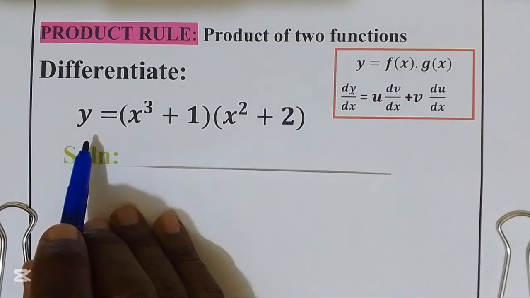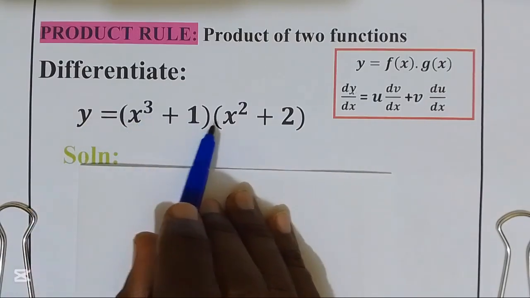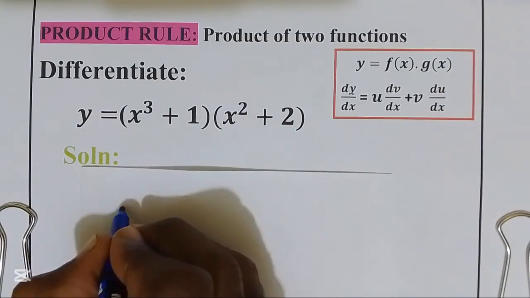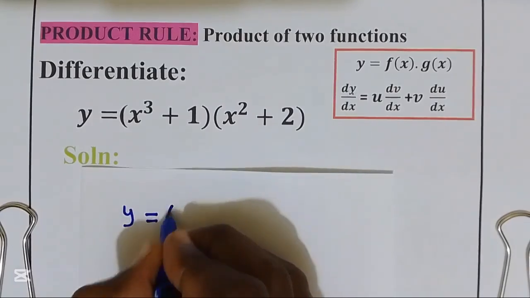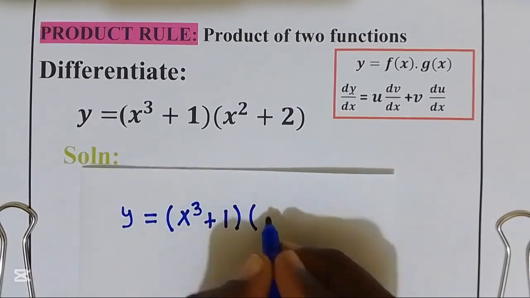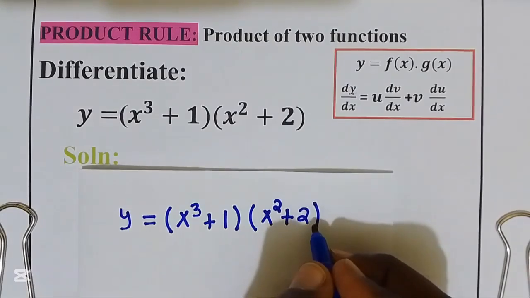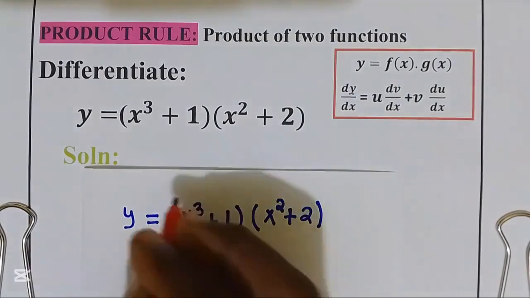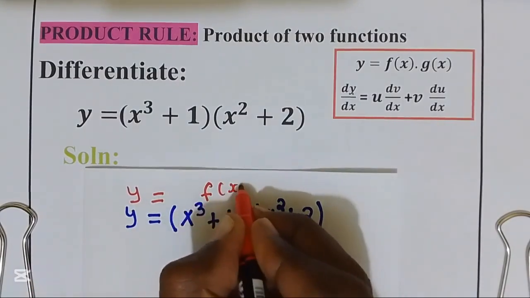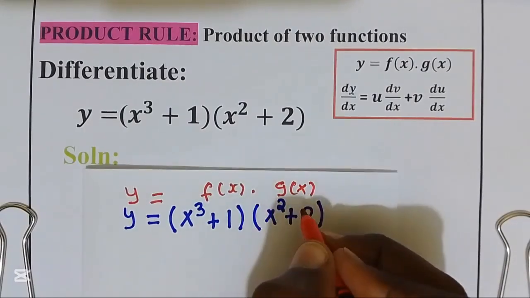As you can see, our question, y is equal to, in the bracket, x cubic plus 1 multiplied by, in the bracket, x square plus 2. This falls under the form of y is equal to f of x multiplied by g of x.